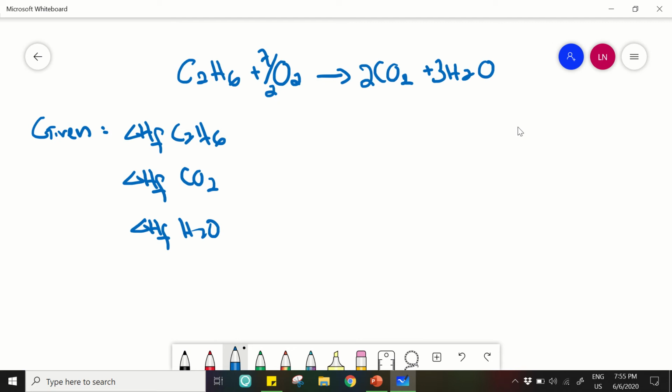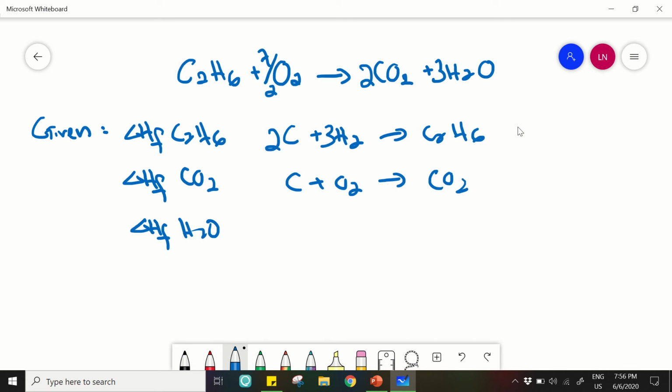In terms of the value, you have to come up with your own equations. So let's say the equation for formation of C2H6 will be carbon plus hydrogen, you get C2H6, right? And then for carbon dioxide, it's carbon plus oxygen, you get CO2. Sorry, I forgot to balance this, 3, 2. And then for water, it's H2 plus half O2, you get H2O. Right, this is the information given.